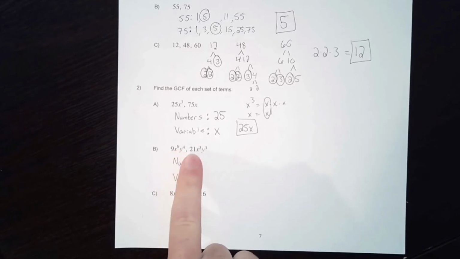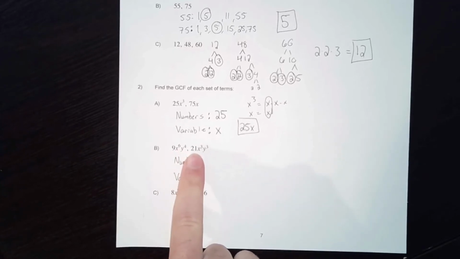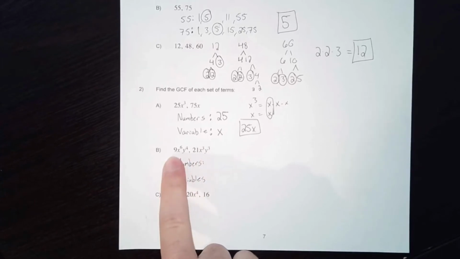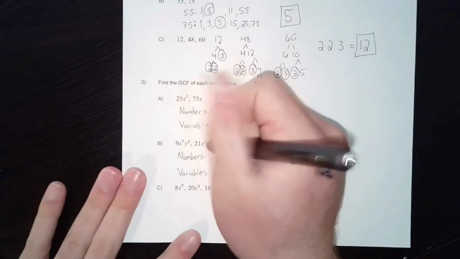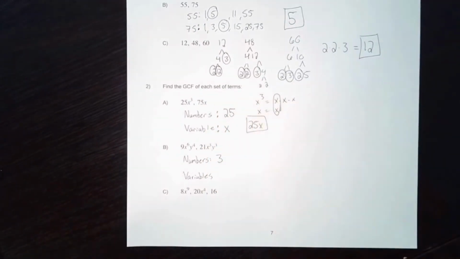Well, if I try 9, 9 doesn't go into 21. So let's think about what we do know goes into 21 and into 9. Well, 3 definitely goes into 9, and 3 also goes into 21. And I think that's going to be the only thing they have in common. So I'm going to use a 3.